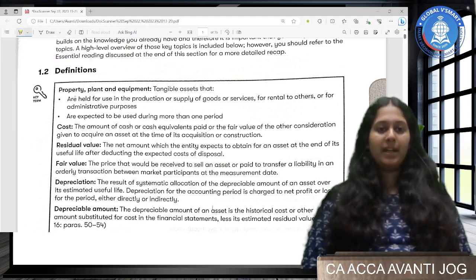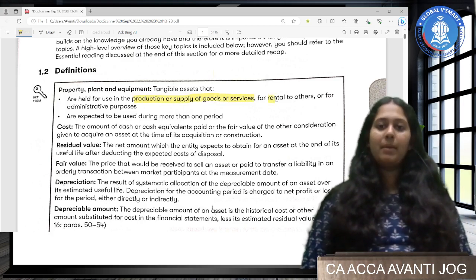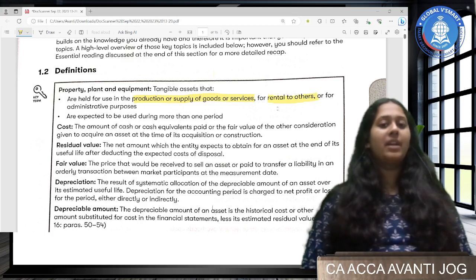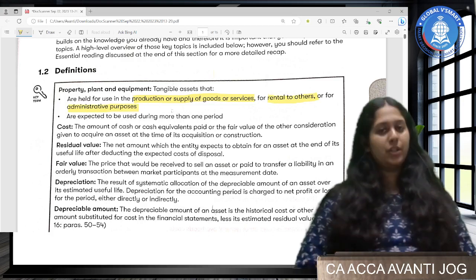Plant, property and equipment are held for use in the production or supply of goods and services. So they are basically used by the company for its core activities, that is goods and services. Or this plant, property and equipment can also be used for renting to others or for administrative purposes. So what do I mean by each of these?